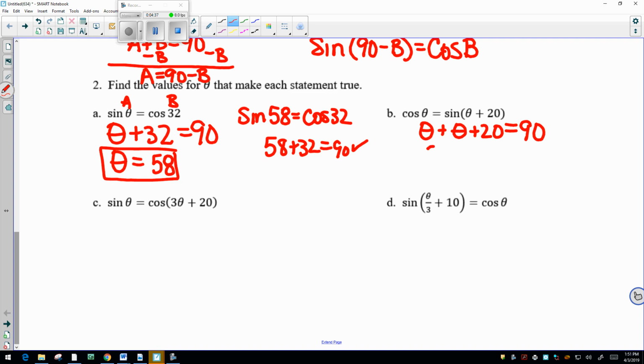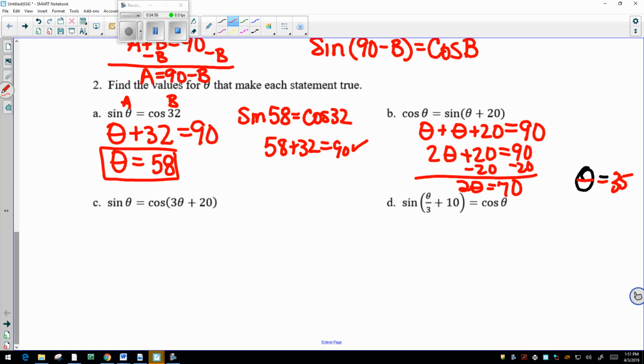Okay, so if we gather like terms, I have two thetas, and I'm trying to get theta by itself, so I'm going to subtract 20 from each side, and we have 2 theta is equal to 70, so that means if I divide by 2, theta is equal to 35.